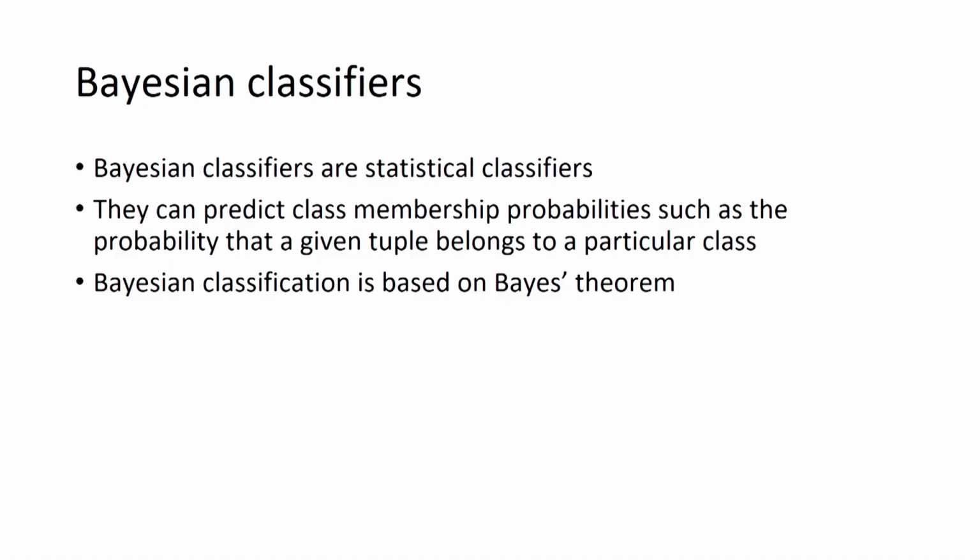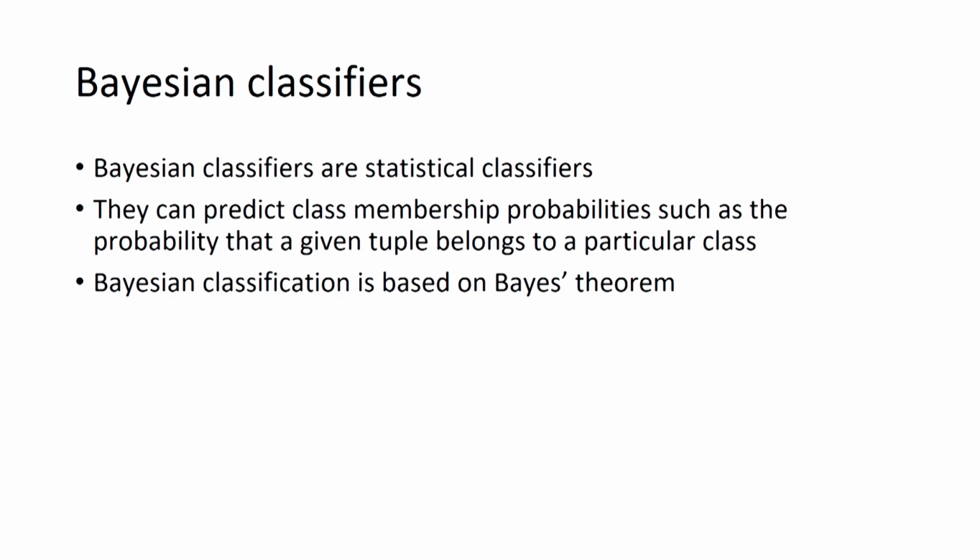So, in general, we will see what is a Bayesian classifier, and naive Bayes is one of the Bayesian classifiers. Bayesian classifiers are statistical classifiers, and they predict the class membership probabilities. We can say that it will give you the probability of a particular class. As a result, we will predict the class for which the probability is the highest. Bayesian classification is based on the Bayes theorem.